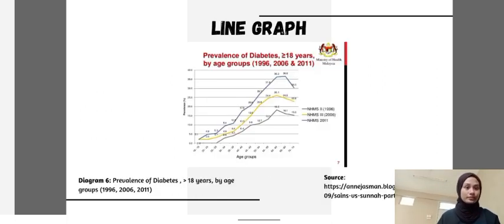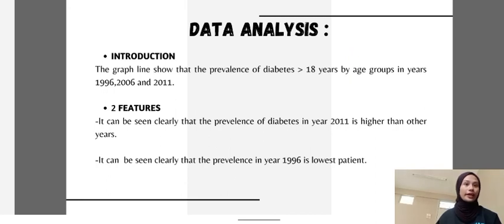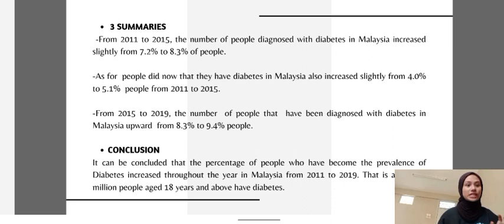So the second graph is the line graph. Firstly, the line graph shows the prevalence of diabetes in those 18 years and above by age group in 3 years, which are 1969, 2009, and 2011. Firstly, it can be seen clearly that the prevalence of diabetes in year 2011 is higher than other years. Second, it can be seen clearly that the prevalence in year 1969 is the lowest.